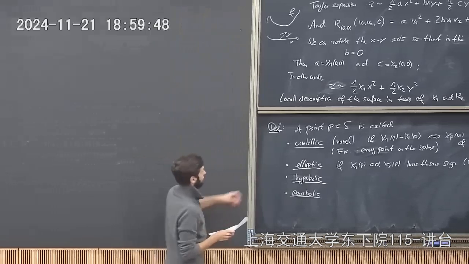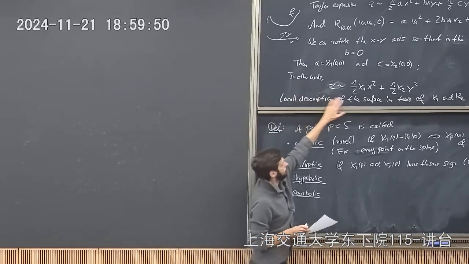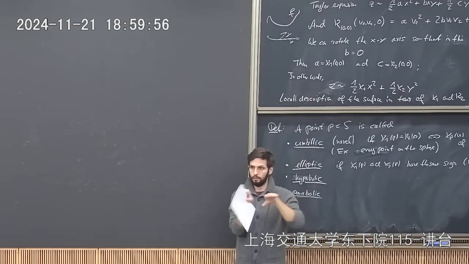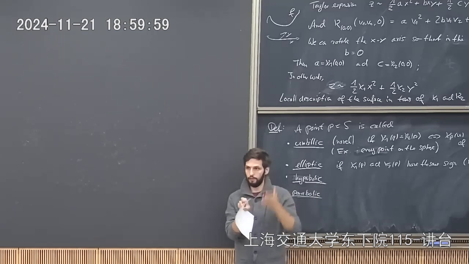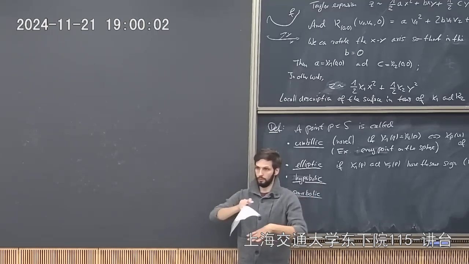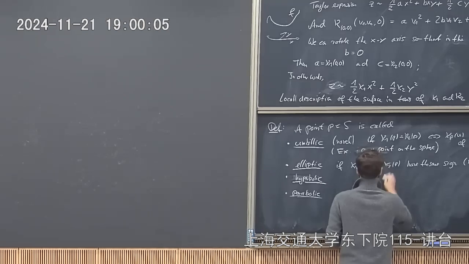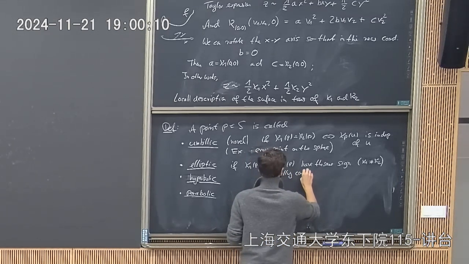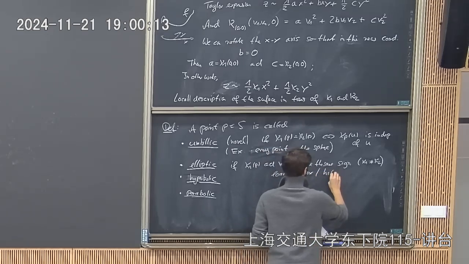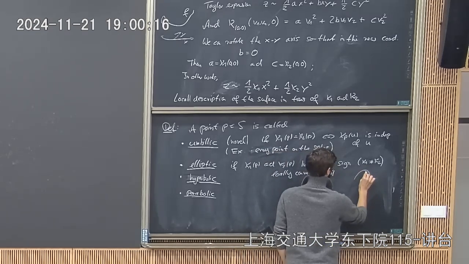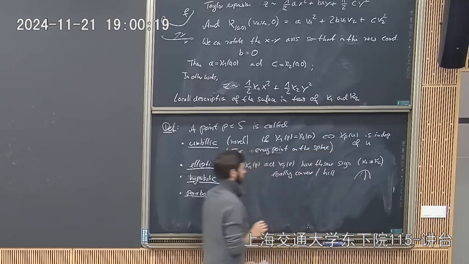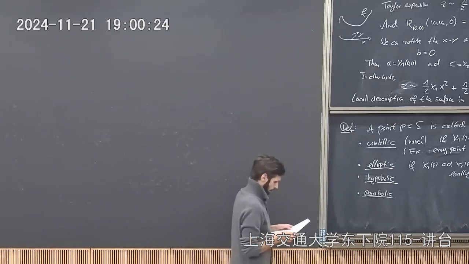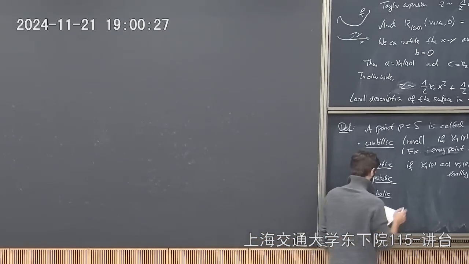So in that case, if you look at the local form, kappa 1 and kappa 2 have the same sign, and what you end up with is something that looks like a hill, for example, or like some valley, where in both directions you go down to the point. So it's locally convex, where it falls in both directions. See, so that's an elliptic point.